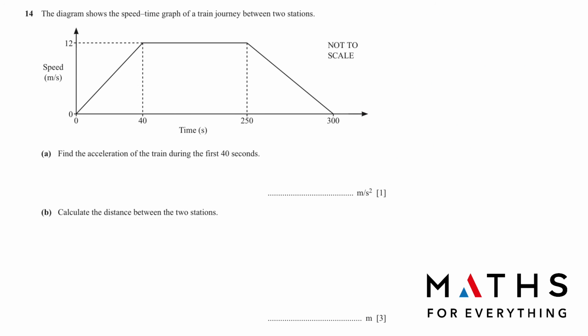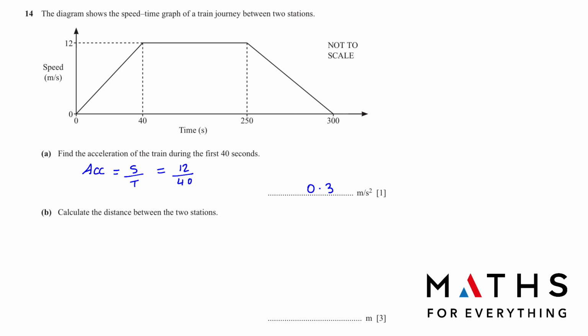Question number 14. The diagram shows the speed time graph of a train journey between two stations. The speed is here and the time is here. Find the acceleration of the train during the first 40 seconds. To find the acceleration, we divide the speed by the time taken. Speed is 12 and the time is 40 seconds. So 12 divided by 40 will give us 0.3 meter per second square.